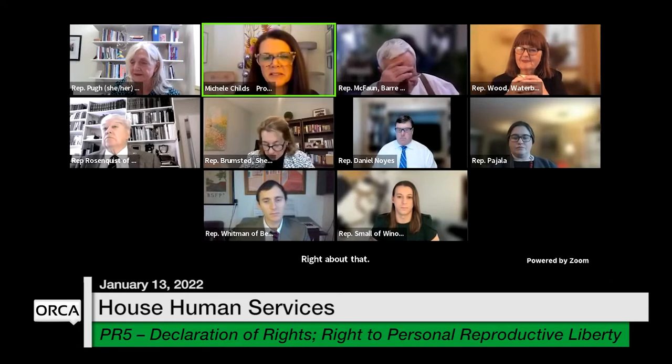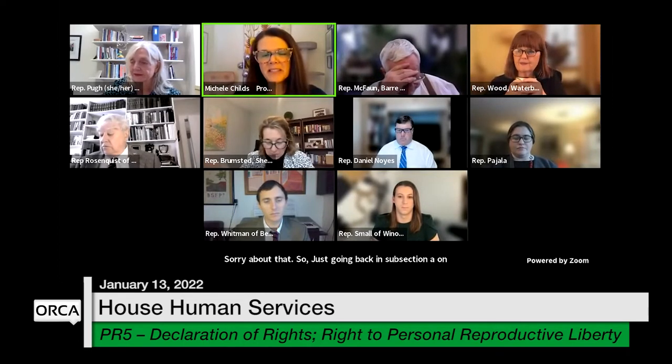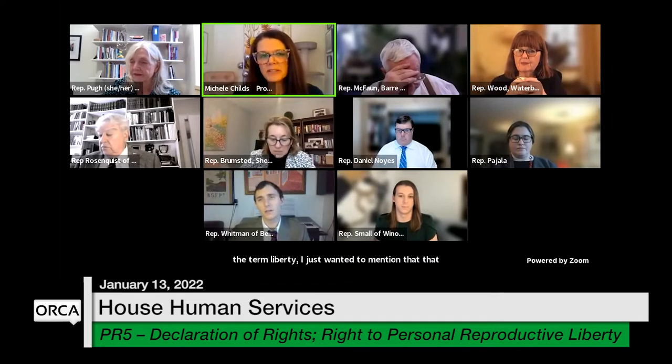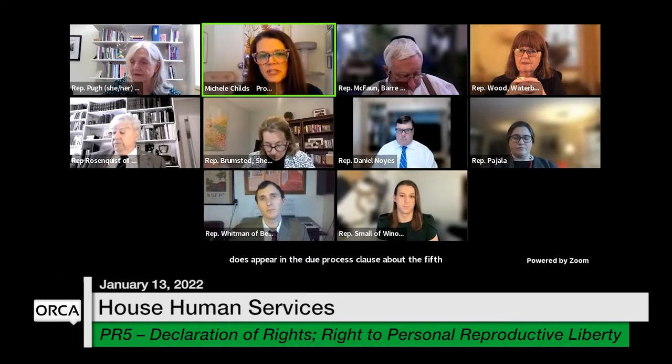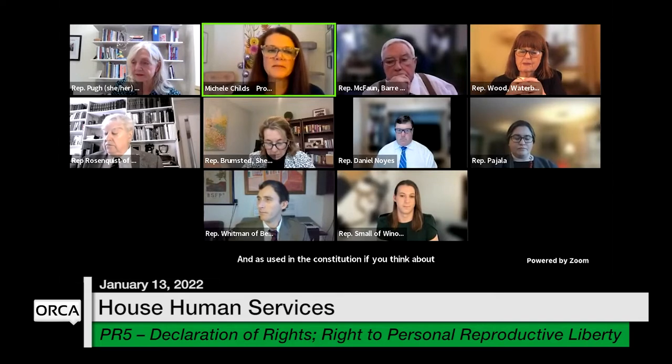Just going back in subsection A to the term liberty, I wanted to mention that it does appear in the due process clause of both the Fifth and the 14th Amendments to the U.S. Constitution. And as used in the Constitution, if you think about the term liberty, you want to think about freedom from arbitrary and unreasonable restraint upon an individual.